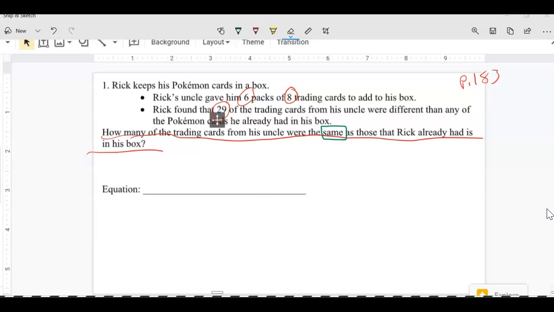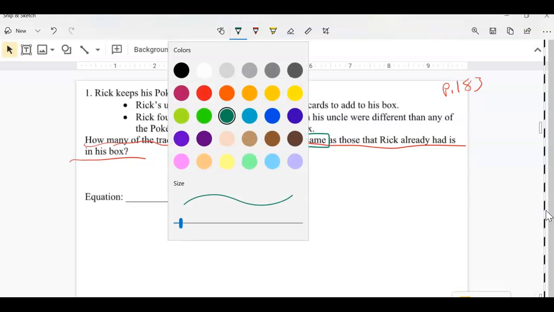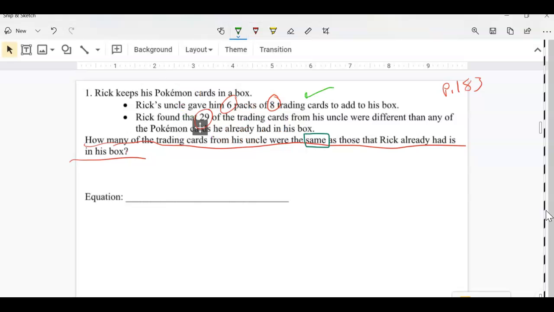All right, so one of our first steps is to try to determine the first part right here at the top, and that's going to be how many did his uncle give him? So how many cards did Rick's uncle give him? He gave him 6 packs of 8 trading cards. So there's a few different ways you could do that.